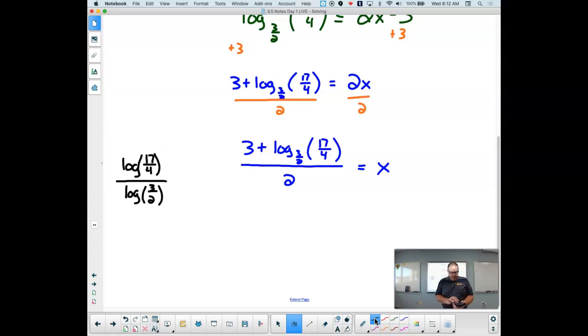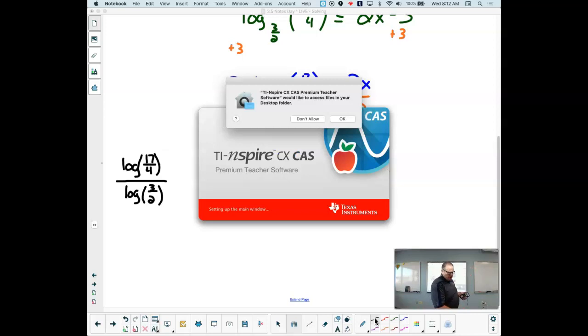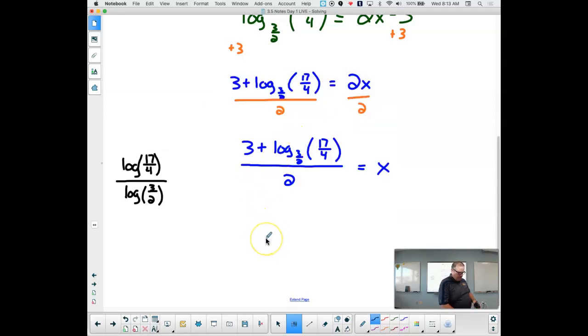So if we do this, I'll do this old school on my TI-30. It would like to access your desktop folder or whatever. All right, should have fired that up first. So I would first do log of 17 divided by 4, close off the parentheses, divided by log of 3 divided by 2, close off the parentheses, and I get 3.56854 for this black fraction over here.